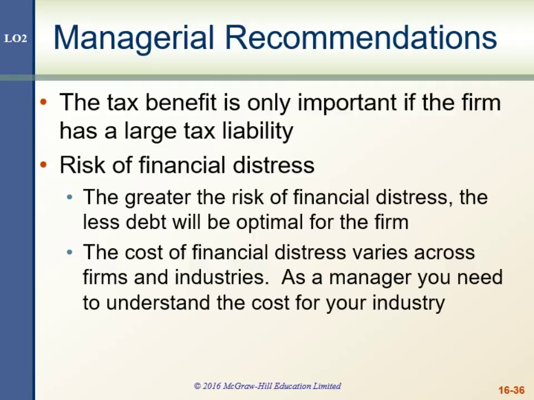We can talk about some managerial recommendations as a result of what we've learned through discussion of the M&M propositions. The first thing is that the higher the firm's tax rate, the more important the tax shields are. So a higher tax rate means that tax shields of interest and depreciation and all the other tax shields become more valuable because the amount that the government is kicking in for deductions is higher. It also implies that a low risk of financial distress implies higher borrowing ability.